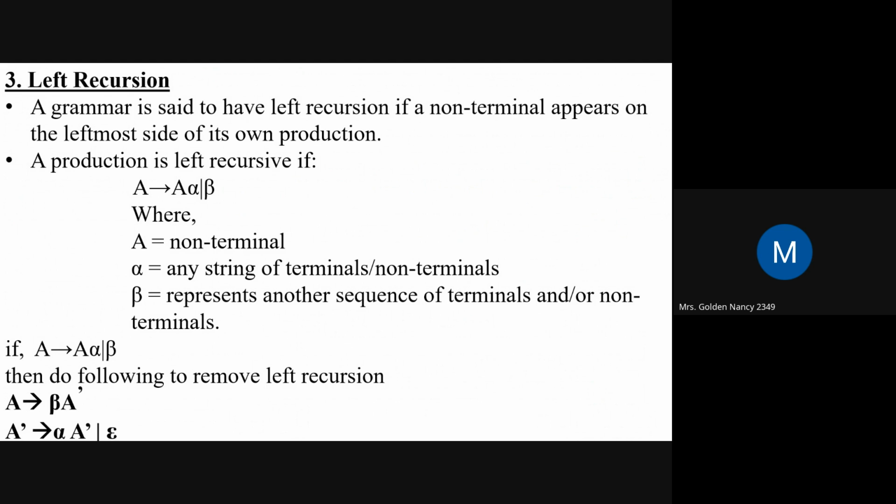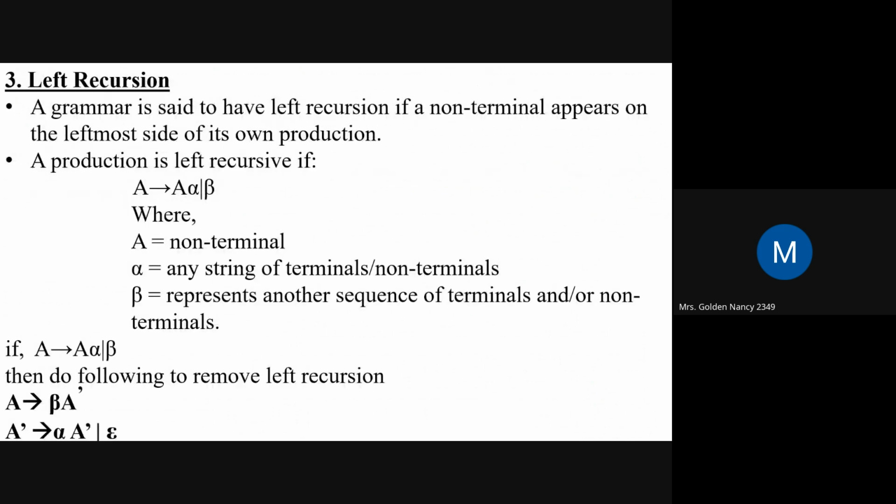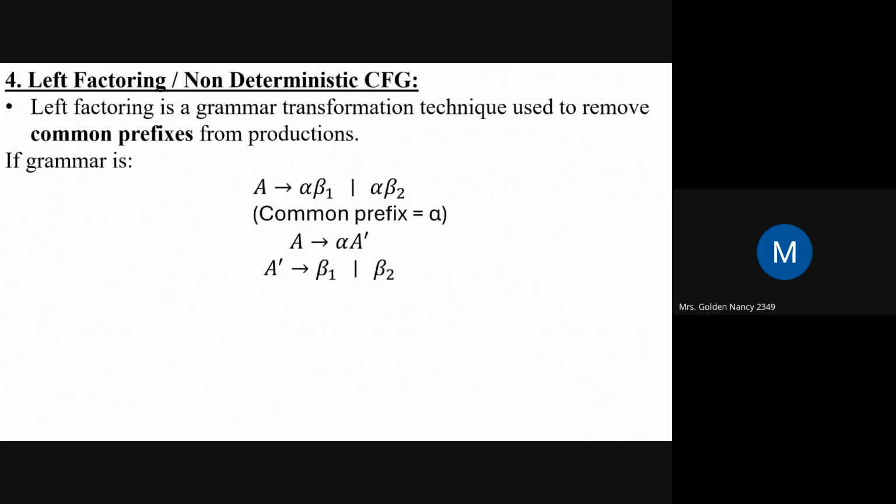For example, see this example. If I have this kind of production, this is your start symbol, the start of your production, and here you have one more A, right? So this is called left recursion. Left recursion happens when your grammar is ambiguous grammar. I told you before that we don't want ambiguous grammar, right? In order to remove ambiguity, we have to learn about left recursion and the left factoring method.